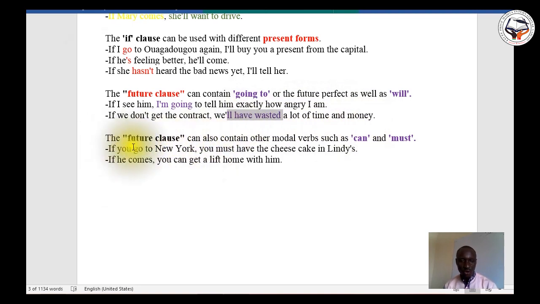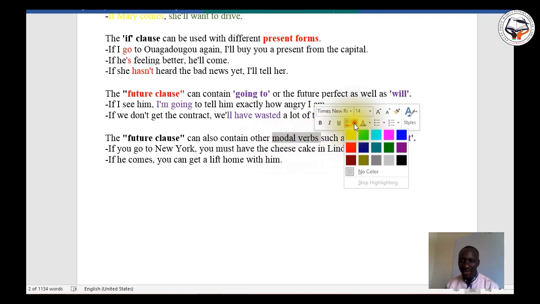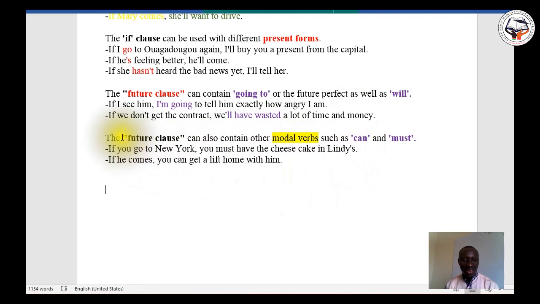We are going to finish with this first part. The future clause can also contain other modal verbs, such as can and must. If you go to New York, you must have the cheesecake in Lindy's.